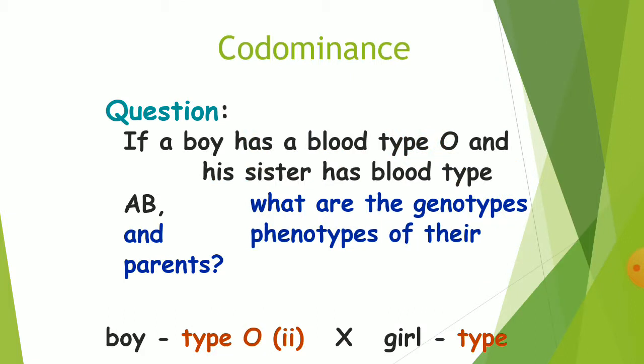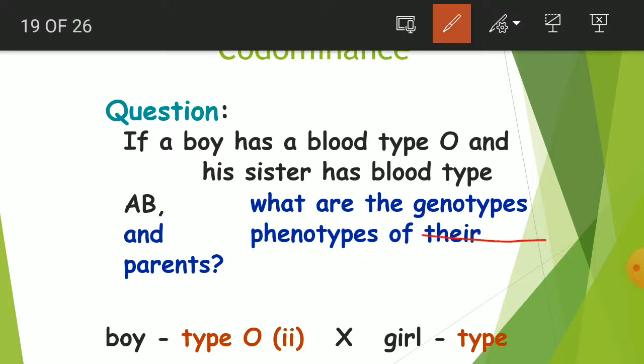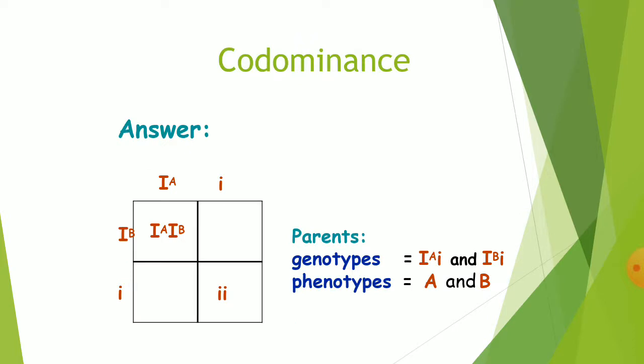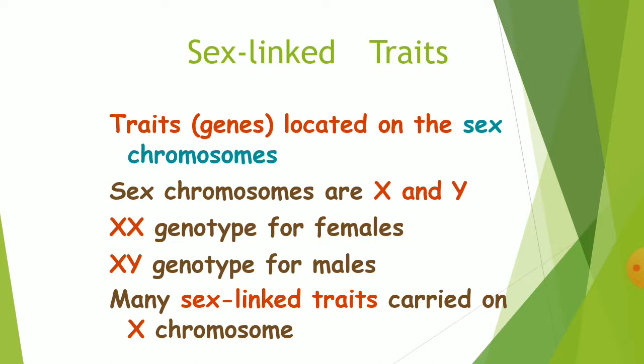Codominance: if a boy has blood type O and his sister has blood type AB, what are the genotype and phenotype of their parents? Then the parents' genotypes are A and B, and their phenotypes are A and B.